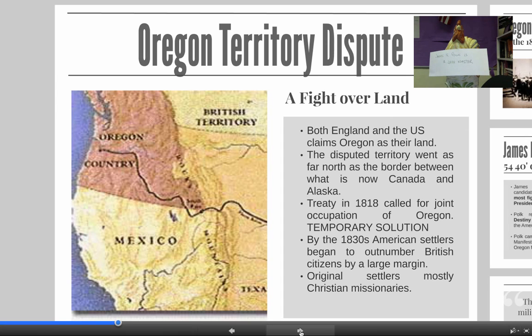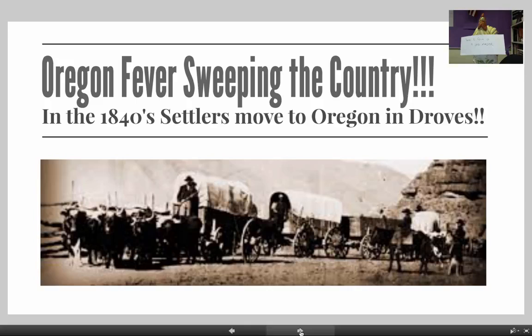All right, so let's move on here. You guys may have heard of something called the Oregon Trail. Well, about 10 years after Americans start to move out to Oregon, this thing called Oregon fever starts to sweep the country. In the 1840s, settlers start to move to Oregon in droves on what is called the Oregon Trail. You see this picture of wagon trains. That is what it looked like, as literally tens, if not hundreds of thousands of American citizens start to move from east to west into Oregon. This is going to further complicate this joint ownership of Oregon country, because the United States is going to far outnumber the British citizens living in Oregon.